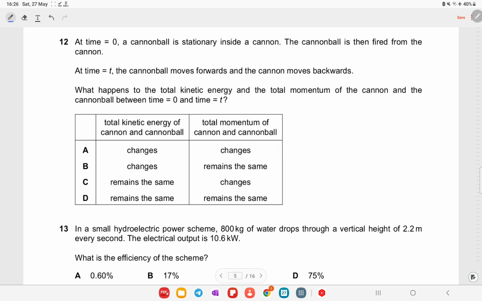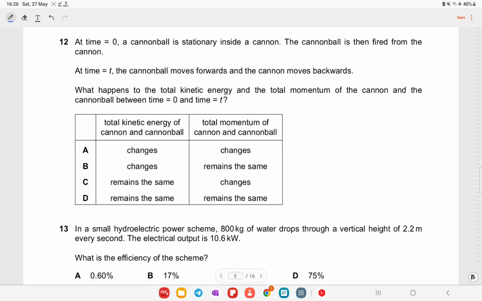At time equals 0, a cannonball is stationary inside a cannon. The cannonball is then fired from the cannon. At time equals t, the cannonball moves forward and the cannon moves backward. What happens to the total kinetic energy and the total momentum of the cannon and the cannonball between time equals 0 and time equals t?